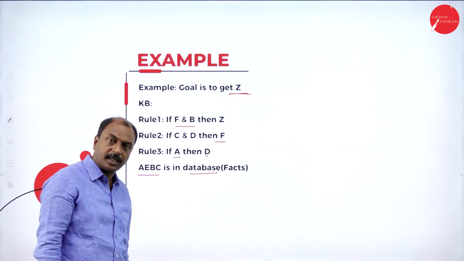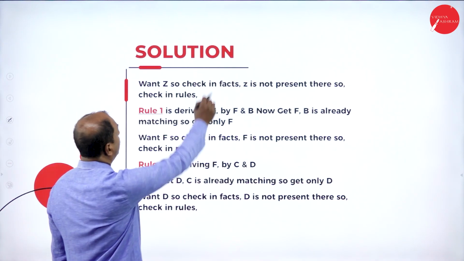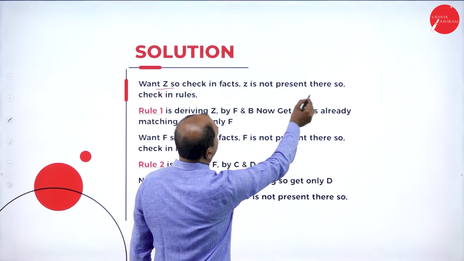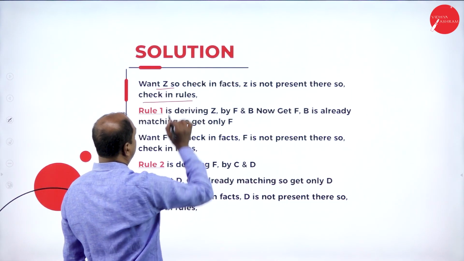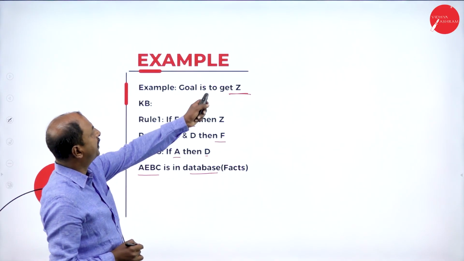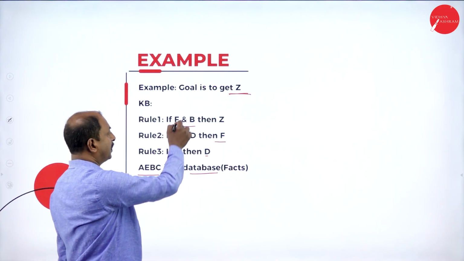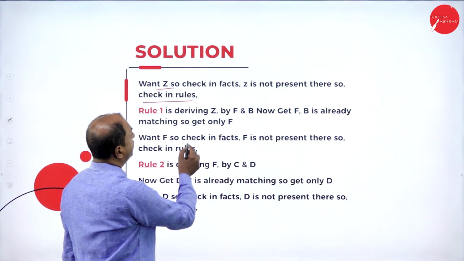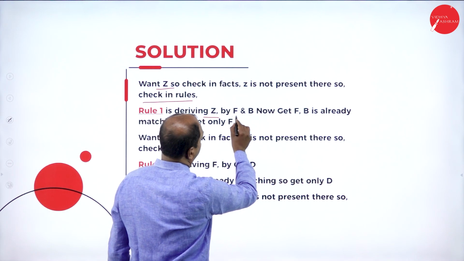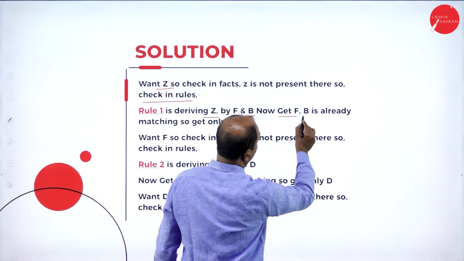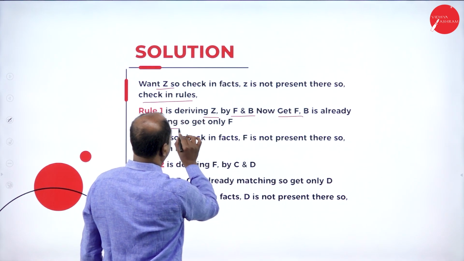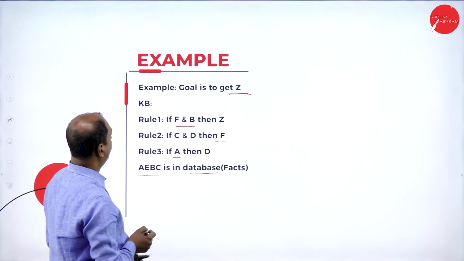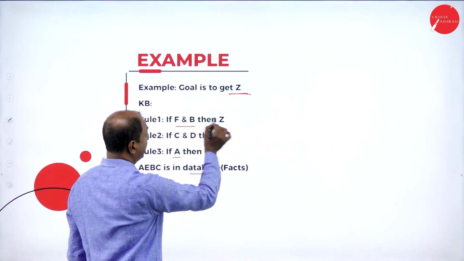Now let us start working on this. The question is, we want Z, so we check the facts; Z is not present, so we check the rules. The goal is to get Z, so we have to check the rules in the knowledge base. Accordingly, rule 1 derives Z from F and B. Now to get F, B is already matching, so get only F. Now if you look at rule number 1, if F and B, then Z.